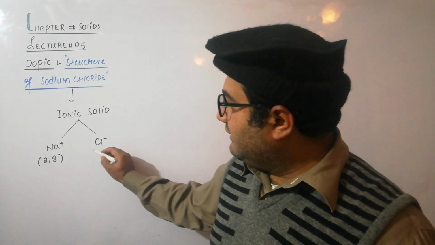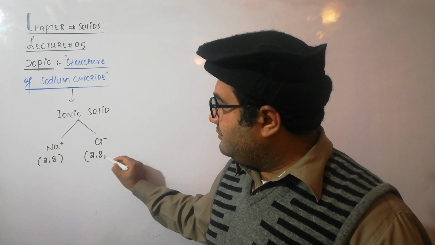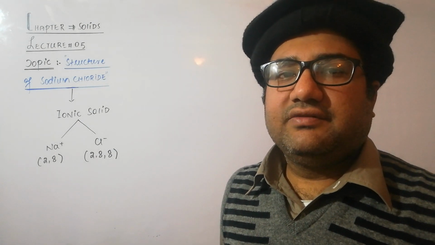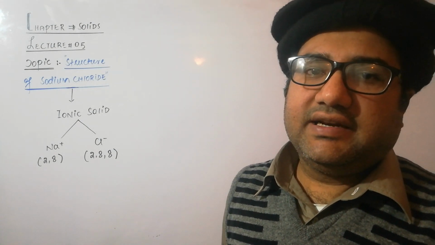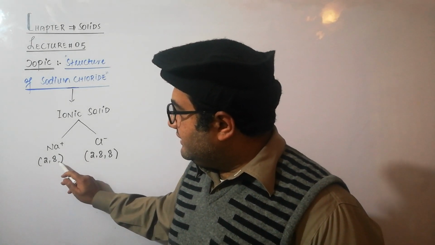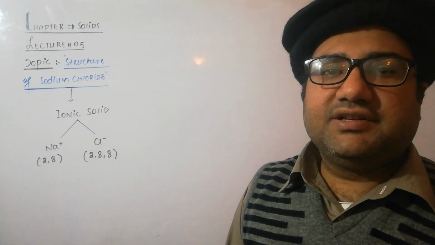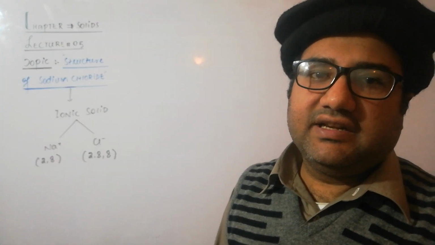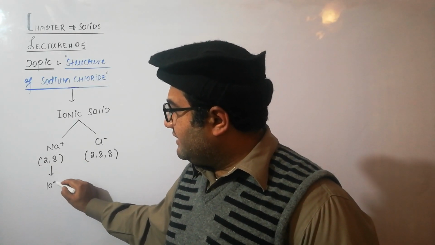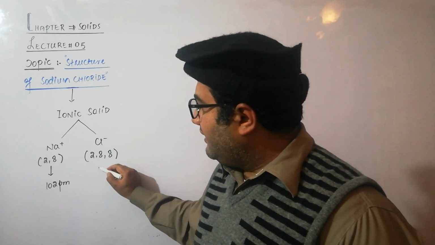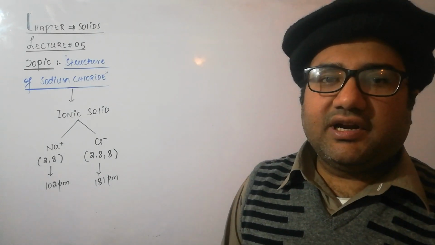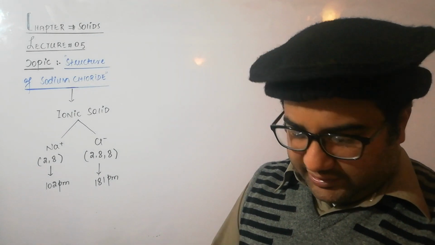L shell. Chloride ion has configuration 2 8 8. Total are 18 electrons, out of which first shell has 2, second shell has 8 and third shell has 8 electrons. Now there are 2 shells in the sodium ion and chloride ion has 3 occupied shells. So the size of chloride ion will be obviously greater than that of sodium ion. The cationic radius of sodium ion is almost 102 picometer and that of chloride ion is 181 picometer. So chloride ions are bigger than the sodium ions.